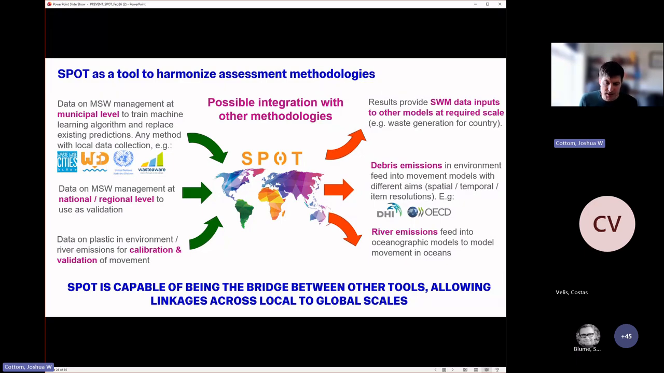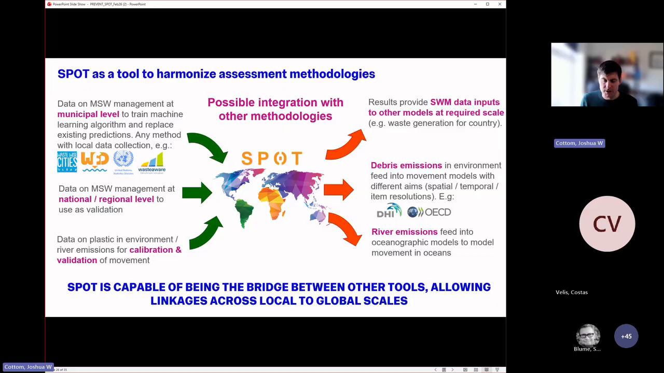And then we can take data from plastic that we find in the environment and use that to validate and calibrate Spot's movement and emissions side, which Costas is going to talk about in a minute. We can also use the outputs of the Spot model and feed those into other models. For instance, we could feed this solid waste management data into other assessment methodologies.